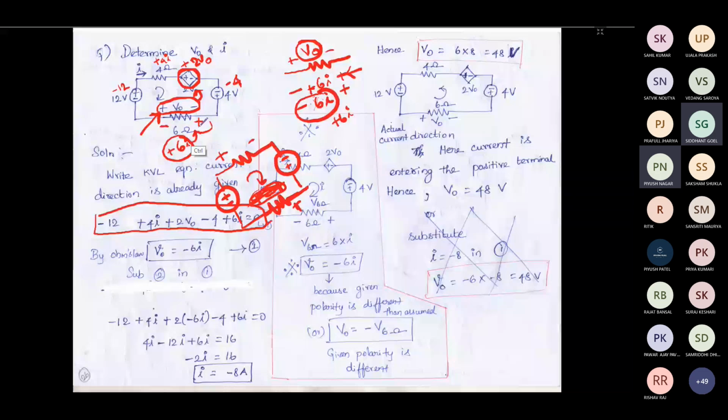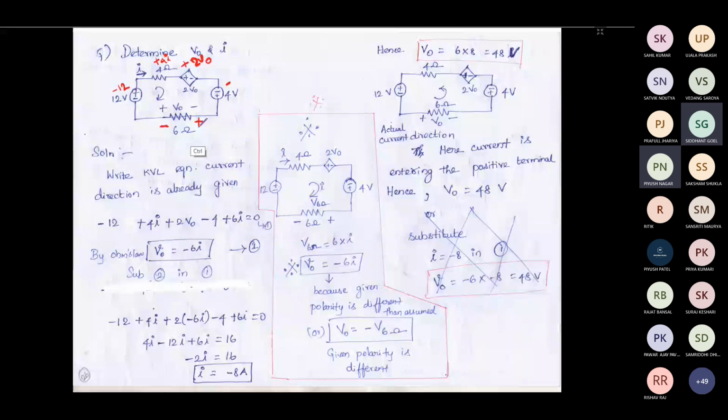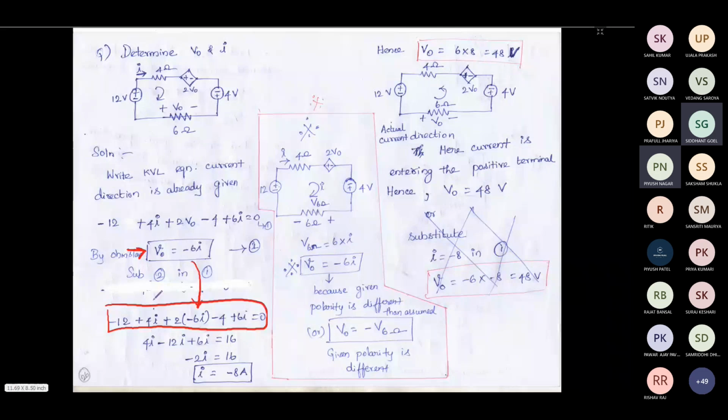Okay, fine. Based on this, I have written V naught is equal to minus 6I. If you substitute V naught equal to minus 6I in the previous equation, I will get this equation. Now, if I solve this equation, I will get I equal to minus 8 ampere. So in this case, the assumed current direction is opposite to the actual current direction.